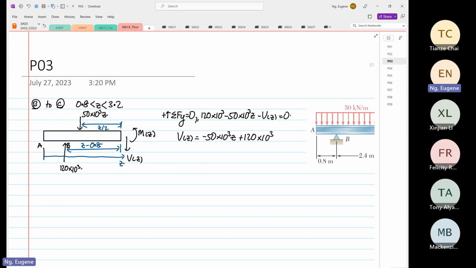Okay. And then we do our moments. I mentioned the moment in the x direction anywhere at point Z is equal to 0. So where the dot is where we take our moment, right? So we know that the 120 is going clockwise. So minus 120 times 10 to the power 3, and there is Z minus 0.8. Then the other one is plus.